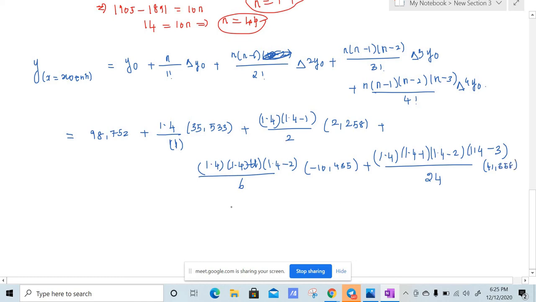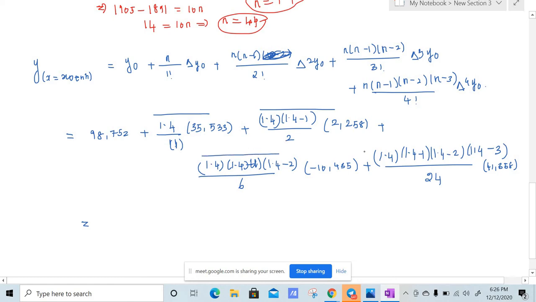41,358. So that's it. Just make use of the calculator, find all the values and then sum up. I don't want to write all the values, it's very elementary. You just multiply 35,533 with 1.4 and find this value, and then multiply 2,258 and again find 1.4 into 1.4 minus 1 into 1.4 minus 2. You do this separately in the calculator, in a single stroke, right?